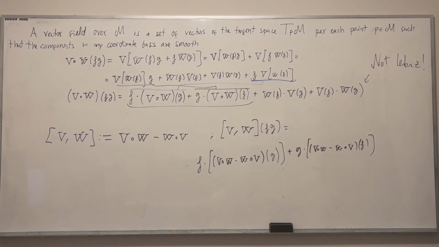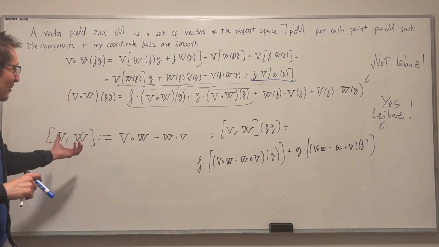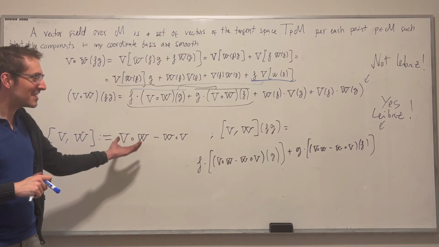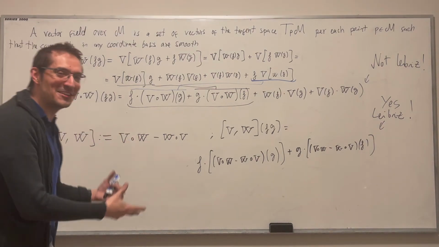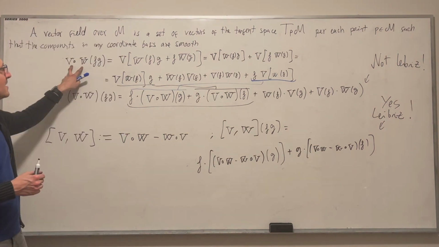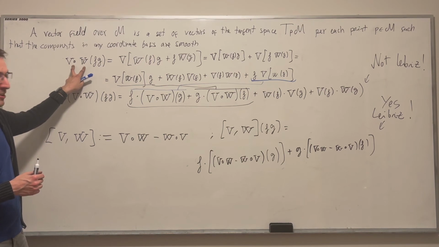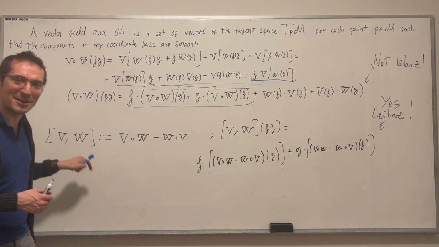Isn't that wonderful though? That's really wonderful because this thing satisfies the Leibniz rule. So what we get is that this bracket operation of V and W is something that is linear and satisfies the Leibniz rule. It is a derivation, it's a derivative. So this thing is a vector field. It is true that V composed with W is not a vector field, but the bracket of V and W is a vector field.